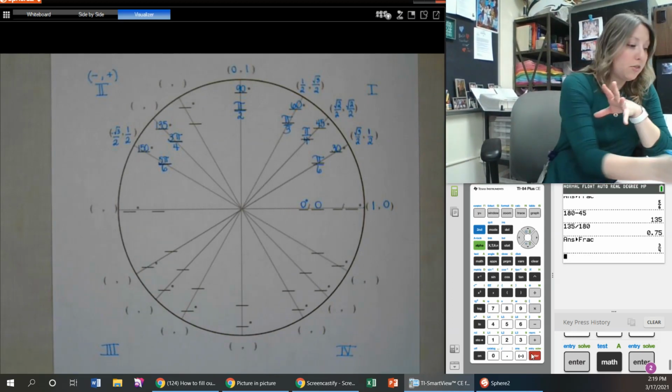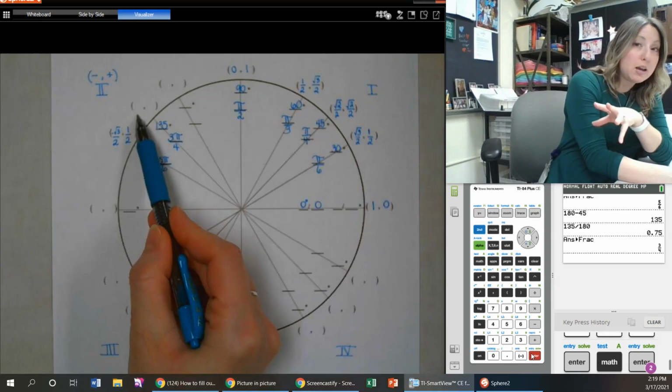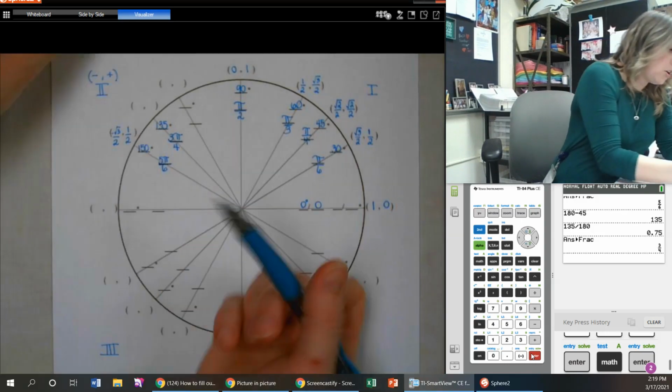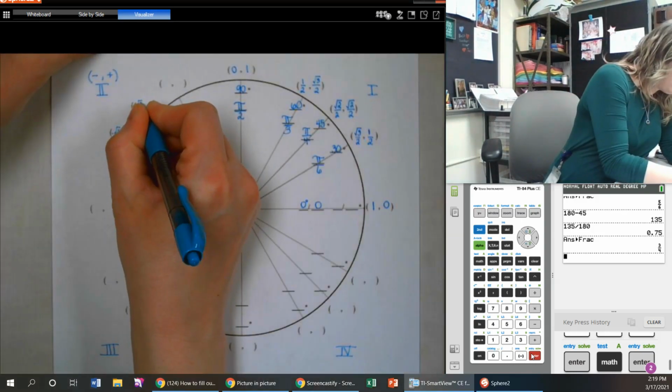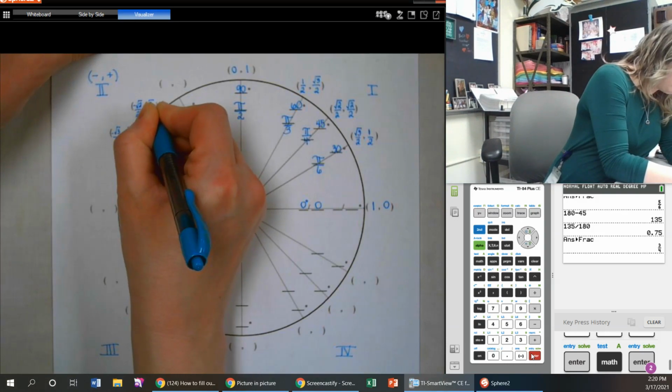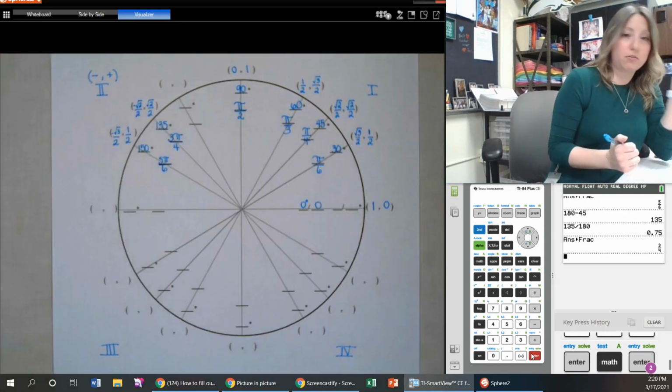Now, again, the coordinate will be the same, just the x value is negative. So negative radical 2 over 2, radical 2 over 2, because the y's stay positive here.